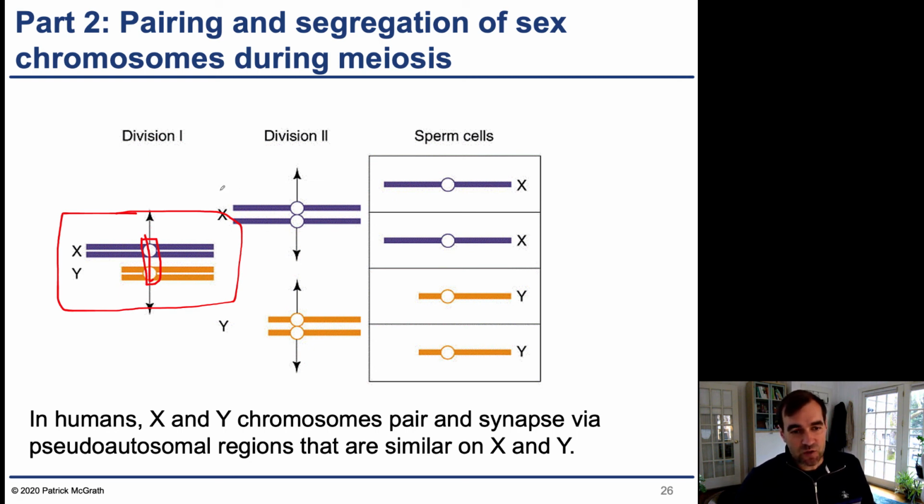As a result, recombination isn't very important for the X and the Y chromosome, so you don't create these weird fusion chromosomes that are part X and part Y. The homologous chromosomes separate during meiosis I, so the X's go to one cell, the Y's go to the other cell, and then the sister chromatids separate. And so you have 4 gametes, two with an X chromosome and two with a Y.